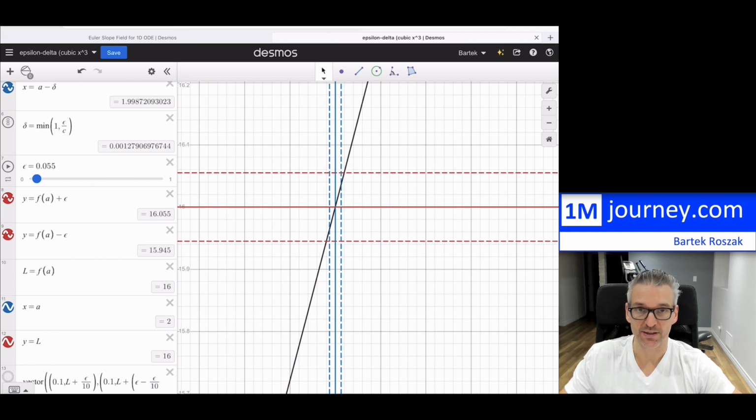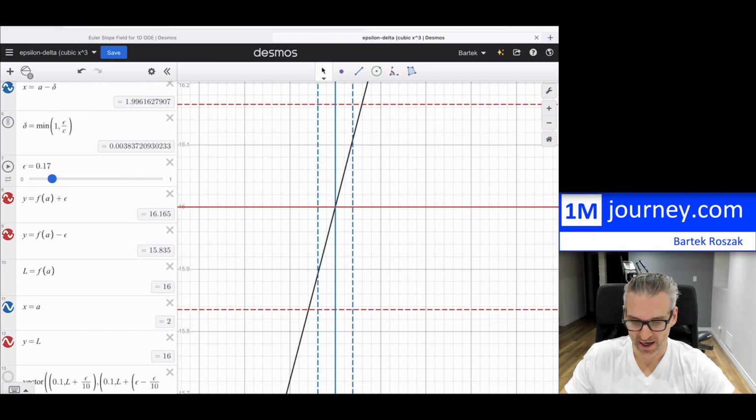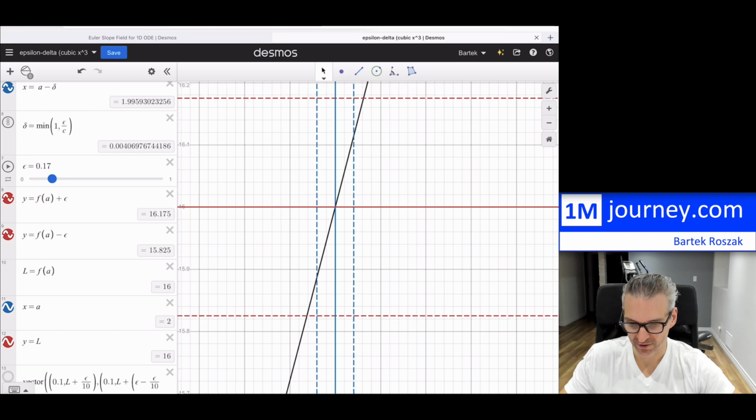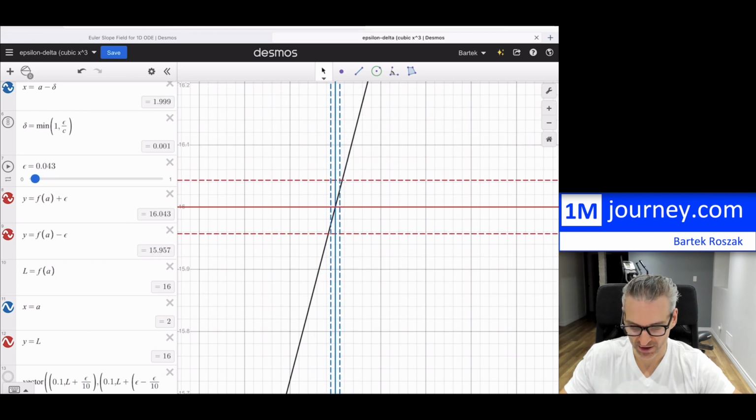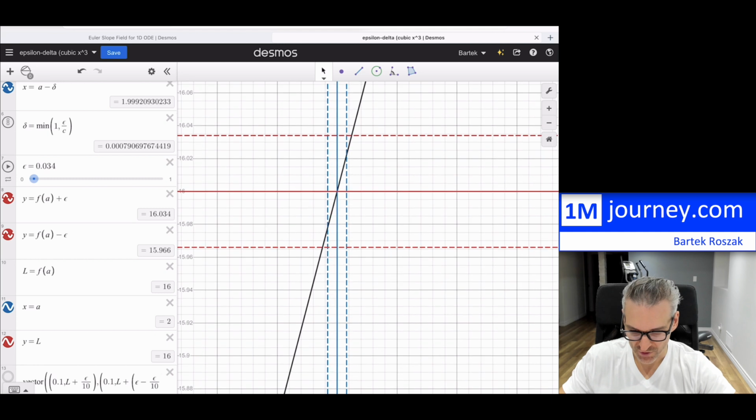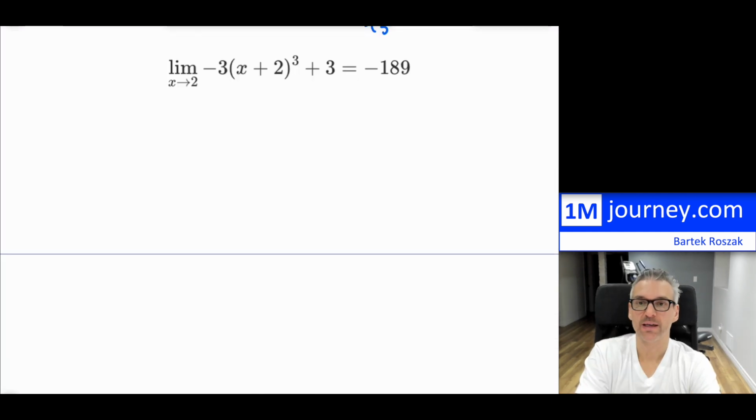Now delta is in terms of epsilon, right? So it's basically a function of epsilon, so it just adjusts as needed. So as you make this big, it makes it big. If you make it small, then it narrows in, and then you would have to zoom in a little bit more in here. Here's the next example, and again, it looks even harder than the previous ones.